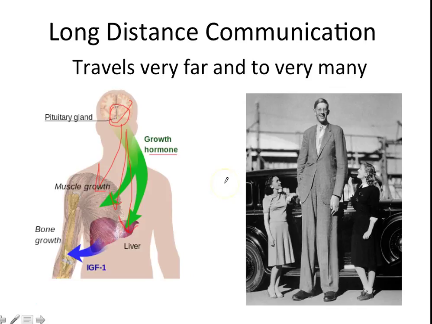But sometimes the body doesn't quite work right and you produce too much growth hormone. This man right here is what's called a pituitary giant. His story is he had a tumor on his pituitary gland that caused his body to continue to produce human growth hormone, and so he ended up being a giant. His muscles and bones and organs just continued to grow and grow. His long distance communication message just never stopped.